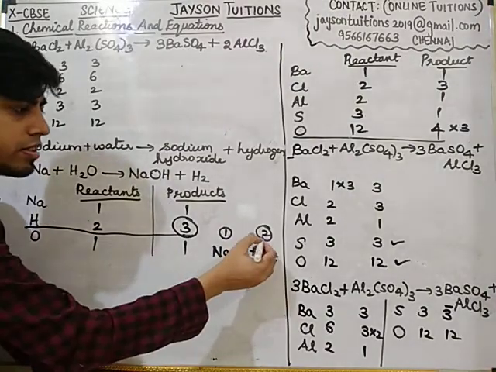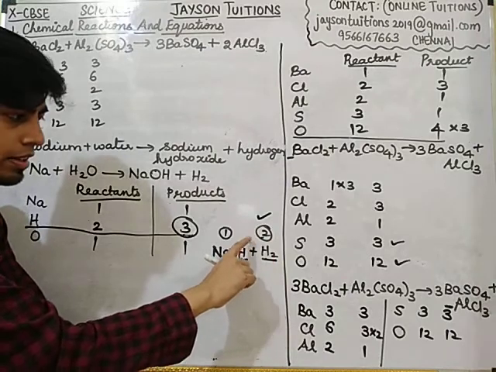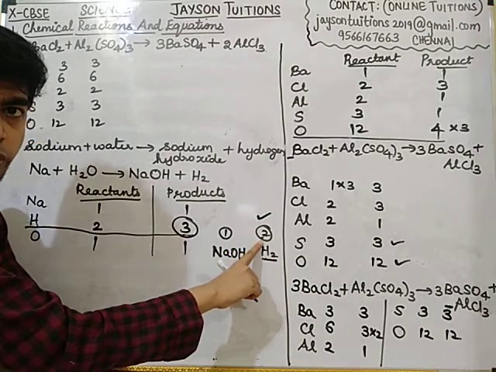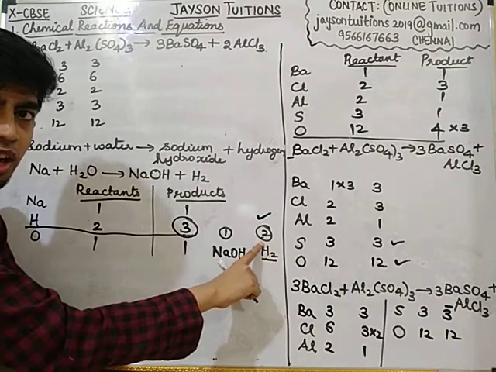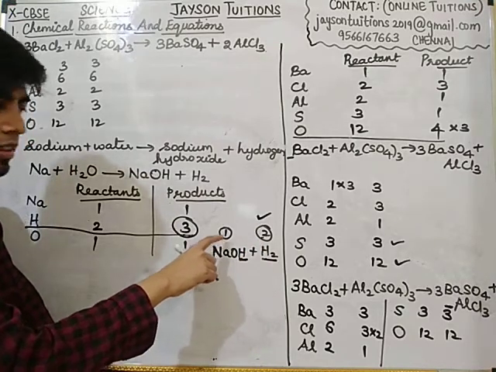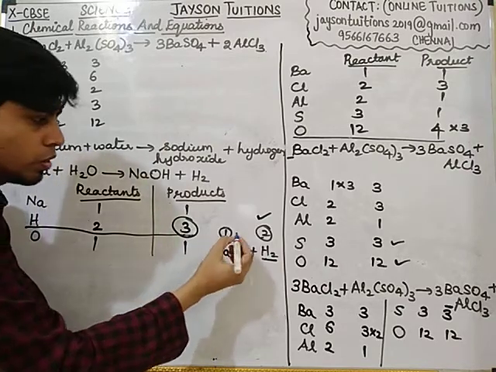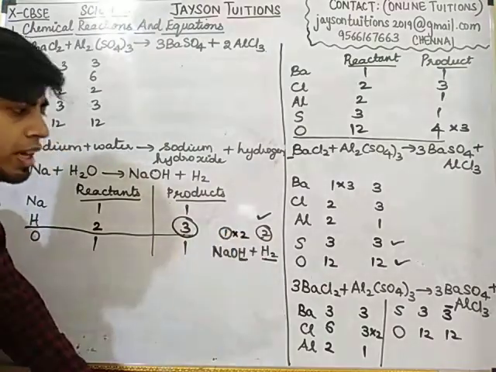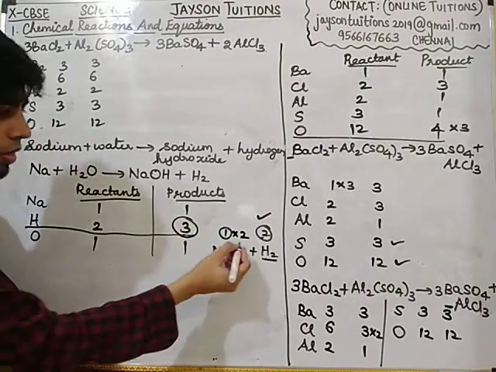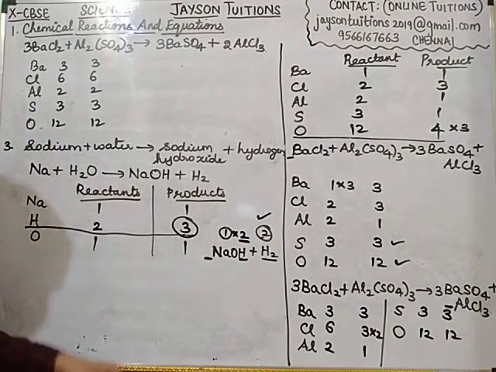Now this 2 is already an even number, so no need to change this 2 into even number again because it is already an even number. This 1 is only an odd number. This odd number you have to change it into even number. So to change it into even number, you multiply it by 2 and write the 2 in front of NaOH.